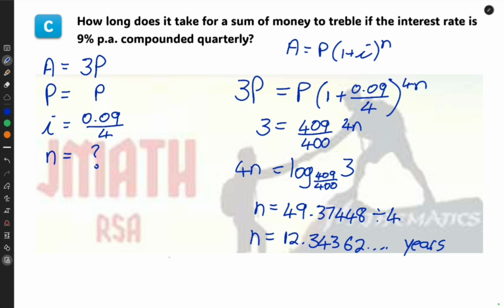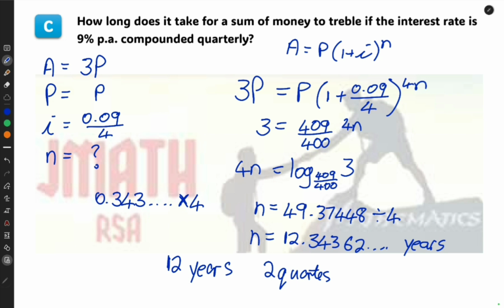Remember, I need to convert this to years, and in this sum, we're working with quarters. So I know it's 12 full years. And then the sum I'm going to do on my calculator is I'm going to take the answer, 12,343. I'm going to minus the 12. So I'm just sitting with the 0,343... And I want this in quarters, so I'm going to multiply that by 4. If I multiply that by 4, I'm going to get 1.2 something. Always round up. So it was not just 1 quarter, it needs to be 2 quarters. And that's the answer to the question. How long will it take for the money to be triple its starting amount? 12 years and 2 quarters.